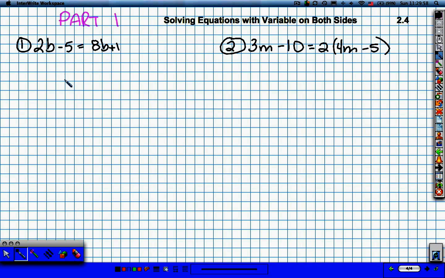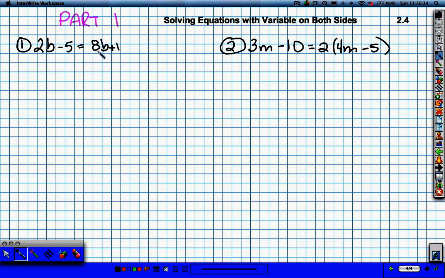Now if you recall, our goal is to make sure our variable stays positive. If it isn't, it's not a crisis, we can fix it later. But if we can make it positive initially before we start solving, then it helps us later on. So in this example, if I were to move 8b to the left side of the equation, my variable term would end up being negative, because my inverse would be minus 8b, and then 2b minus 8b would leave me with a negative number.